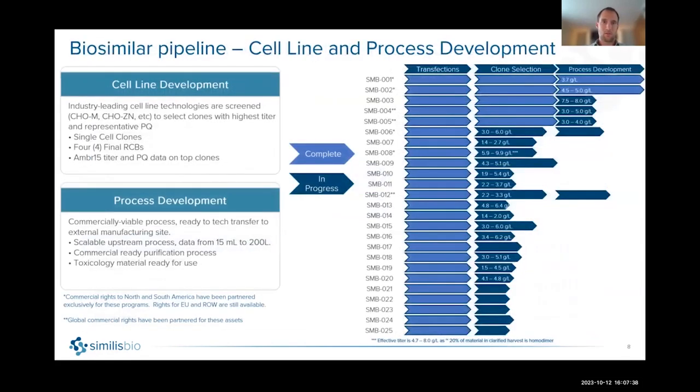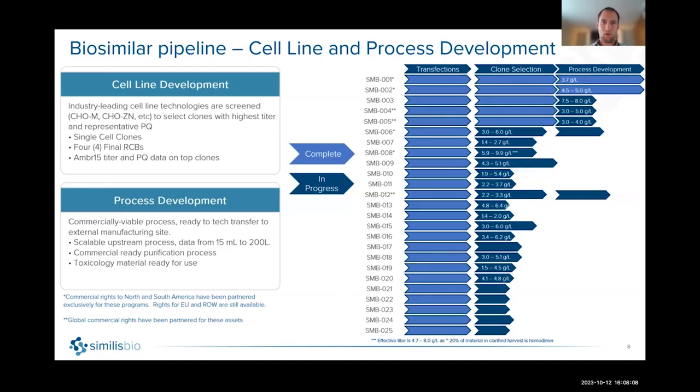And in terms of cell line and process development, that leads to a very large number of cell lines and clones that we're evaluating in order to figure out commercially viable candidates to move forward into, from transfection to clone selection and into upstream process development. So here we've got 25 different ongoing programs. And so the scope of the number of samples that we're testing every day is quite large.